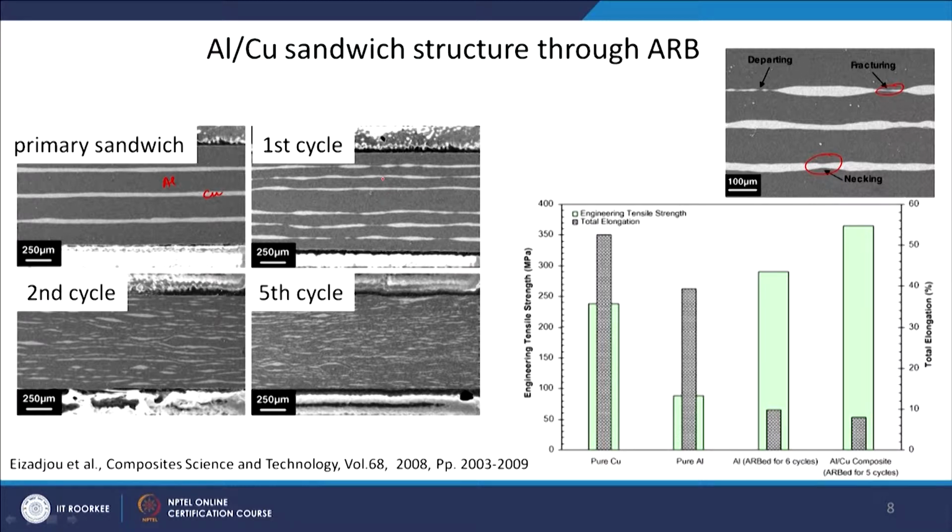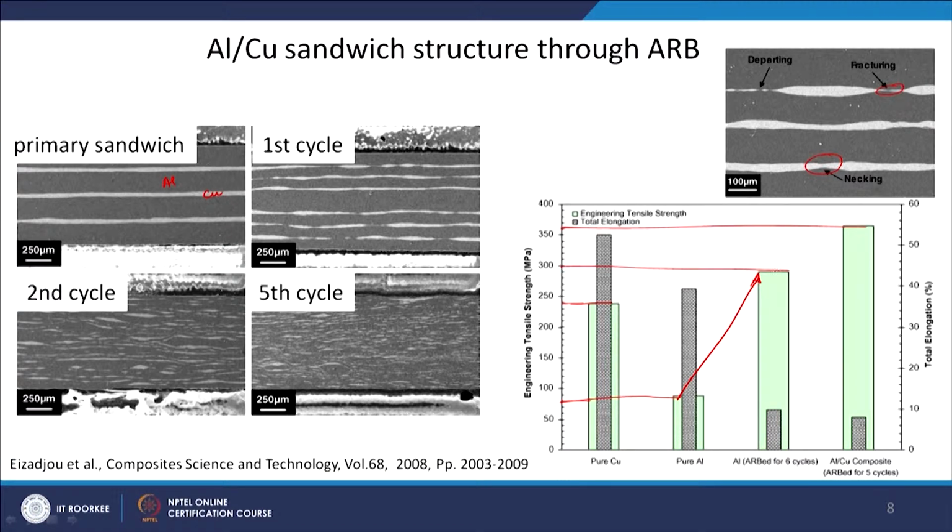And the effect of this composite, if you can see, on the strength. For pure copper the strength is around 240 megapascal, and for pure aluminum the strength is around 70 or 80 megapascal. If you just do accumulated roll bonding in aluminum, the strength increases to 300 megapascal. So from here it can go up to here. For the aluminum copper composite the strength is even higher, around 360 megapascal.